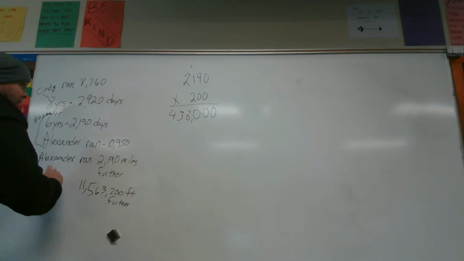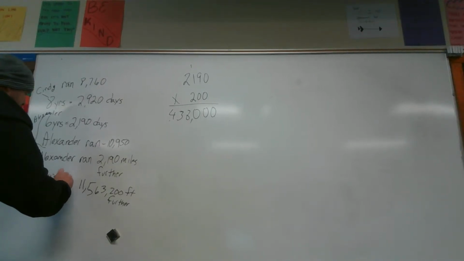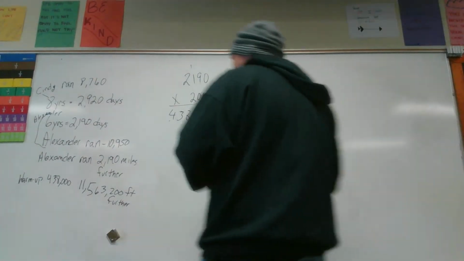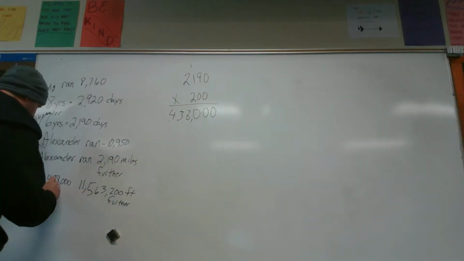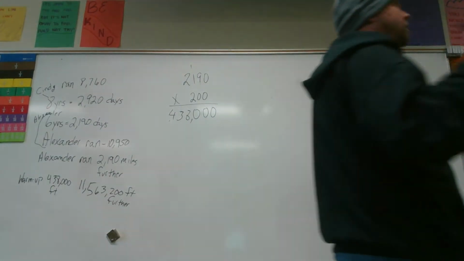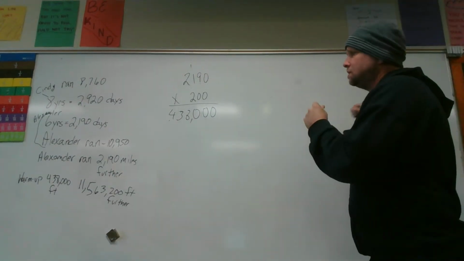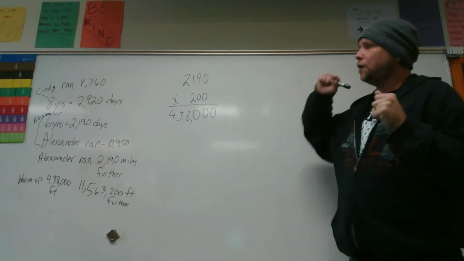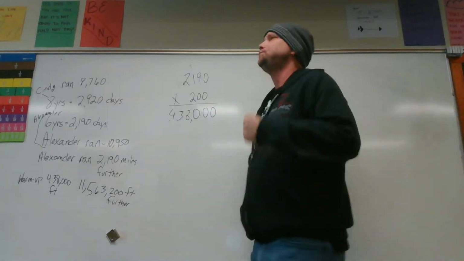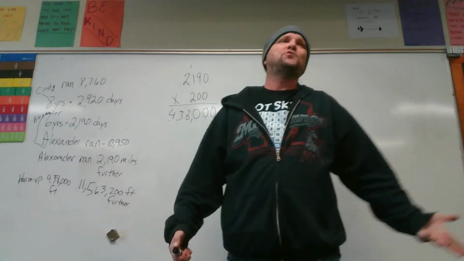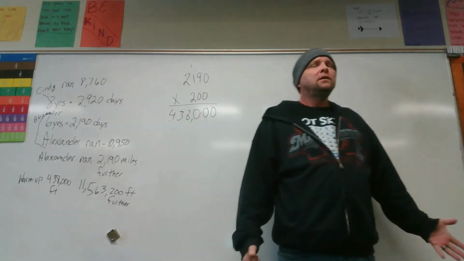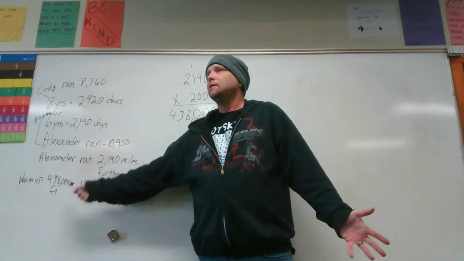Warm-up is 438,000 feet per day. Or not per day, for the 6 years. So warming up, Alexander ran 438,000 feet. That's just his warm-up. Is that really the answer to one of the questions? The question that asks how many feet did he run warming up.